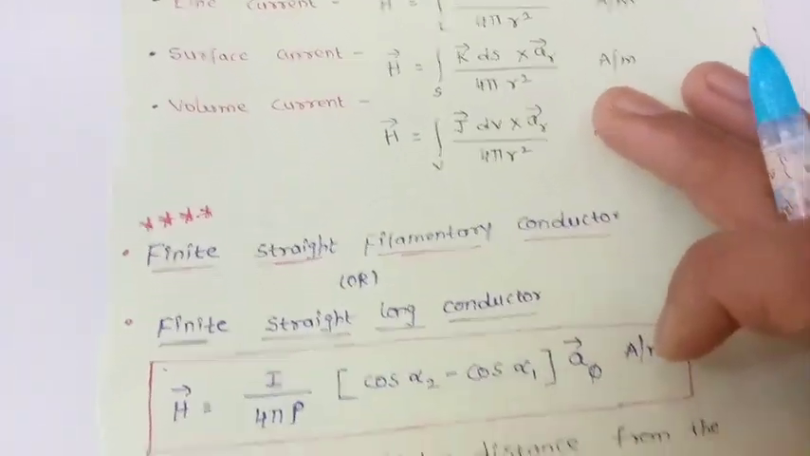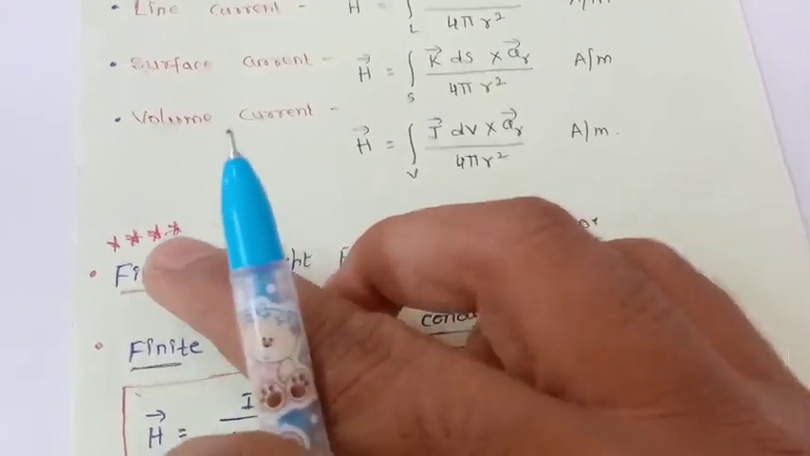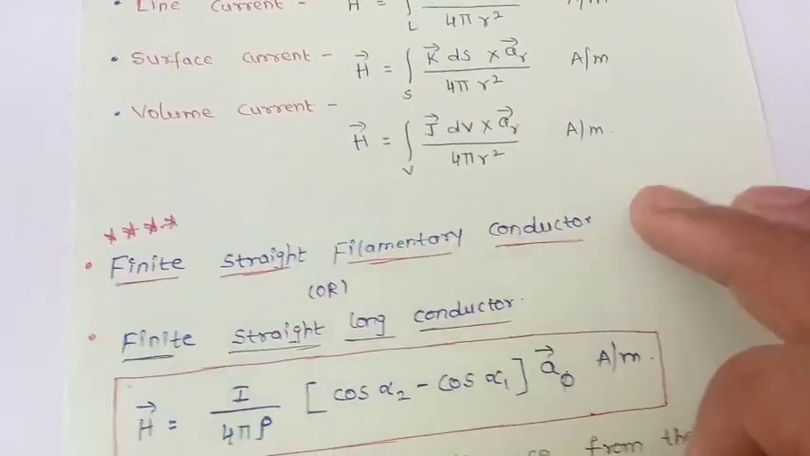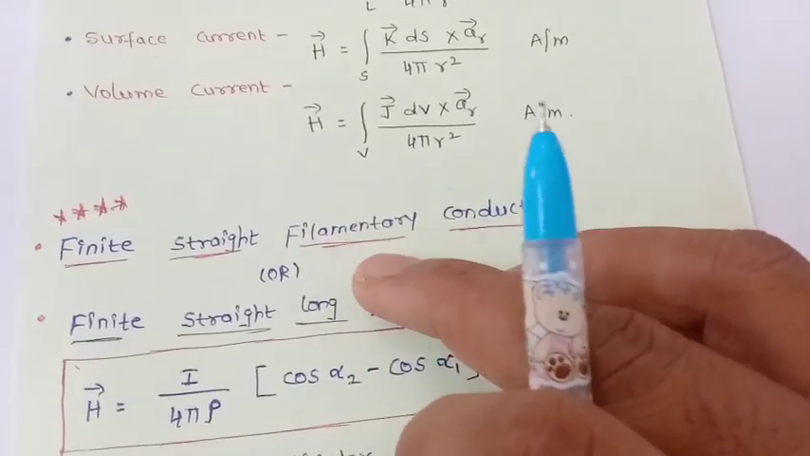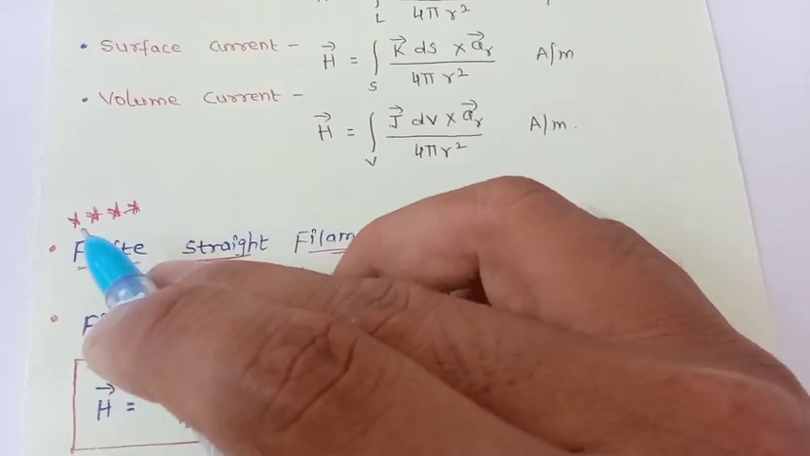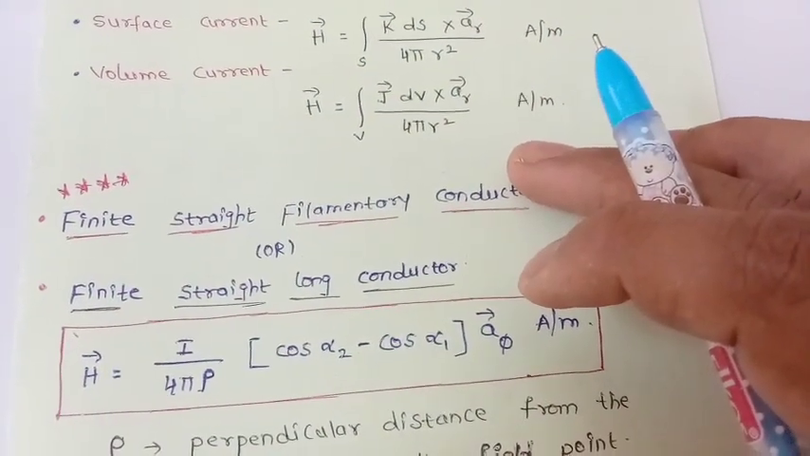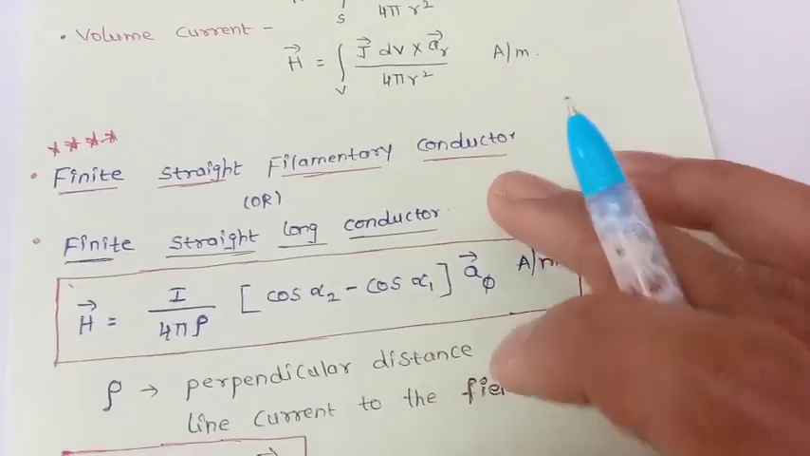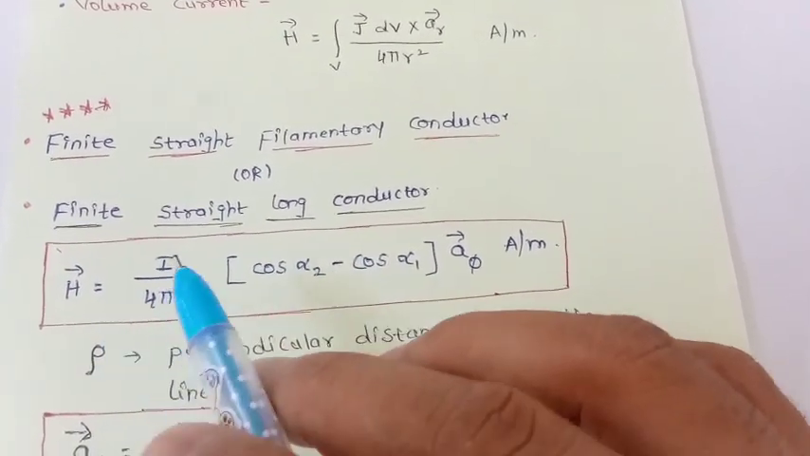Then coming back to the very important formula, remember students, finite straight filamentary conductor or finite straight long conductor, both are same. Is it clear? A very important note here is, if I make a star notation to any topic, then it is very important from the examination point of view, especially the problems. Is it clear?